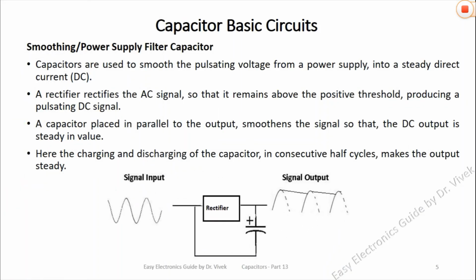In power supply filter capacitors, the capacitors are used to smooth the pulsating voltage from a power supply into a steady state direct current. Here the charging and discharging of the capacitor in consecutive half cycles make the output steady.